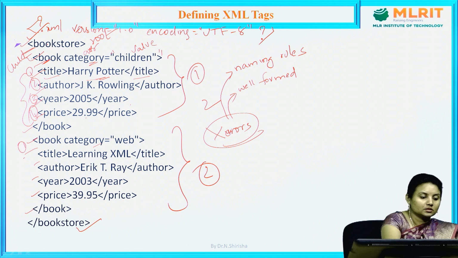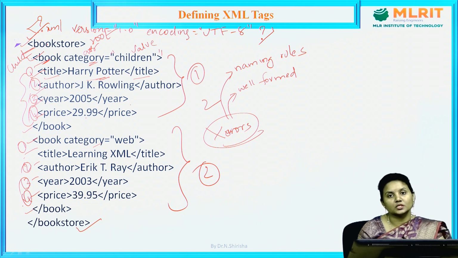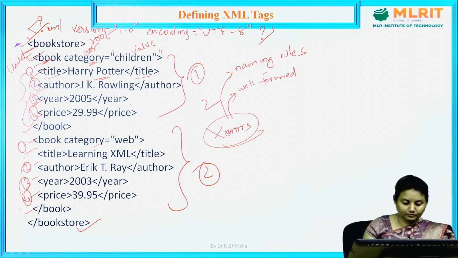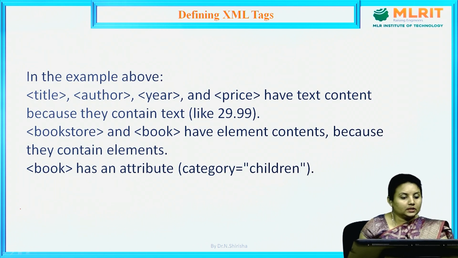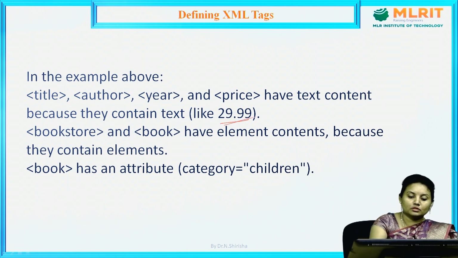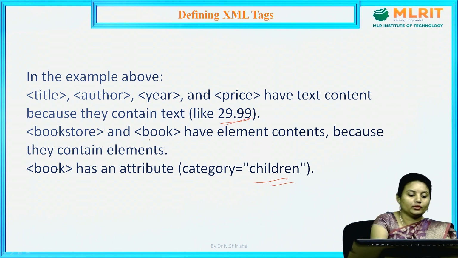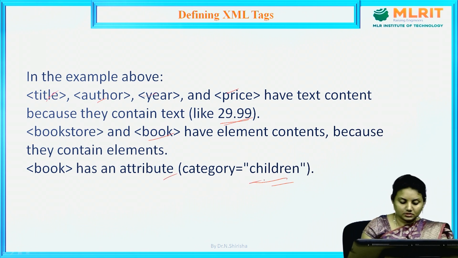So, 1, 2, 3, 4. 4 child tags are used in the second book also. This is how we have to maintain our naming rules, and also make it a well-formed document. Then, in this example, we have text content, an element that may contain text. So, this is also a text, this is also a text. And bookstore and book have element contents because they contain elements. So, you have book and subtags like title, author, year, price, and book has an attribute. So, this is an attribute.